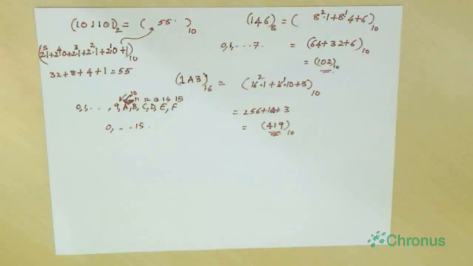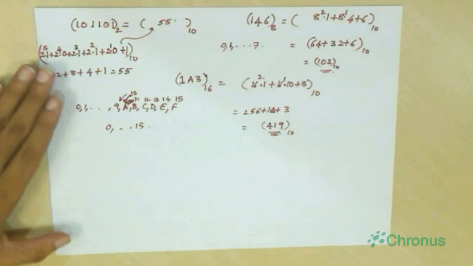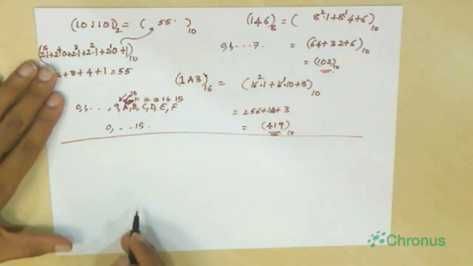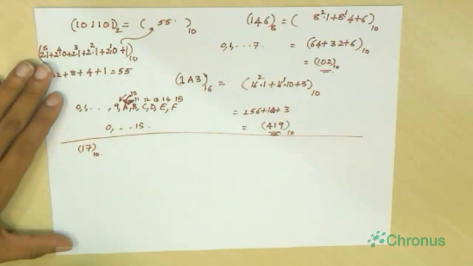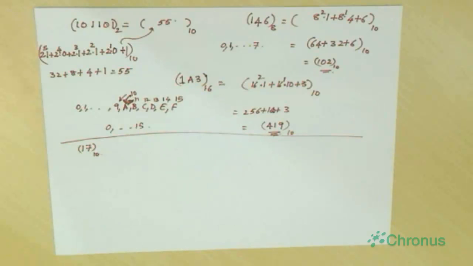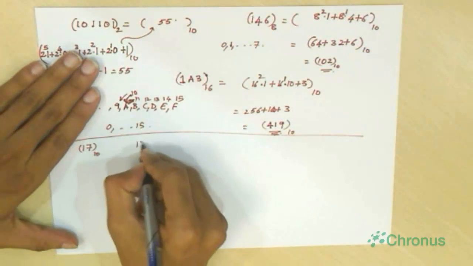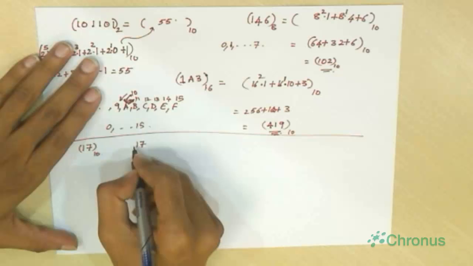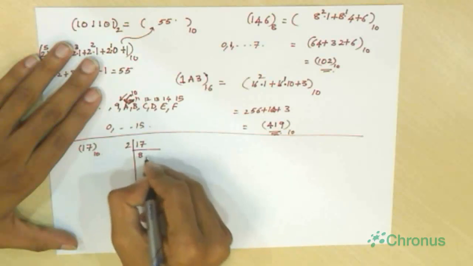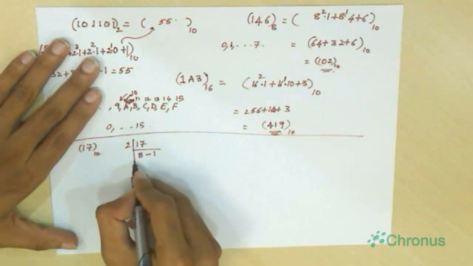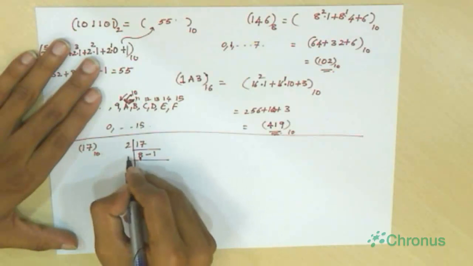This is how we convert numbers from a different base system to the decimal system. Now let's see it the other way. Let's say we have a number 17 base 10, and we need to convert it to base 2. We start with the number 2 this way. You divide by 2, and you write the quotient and remainder. You once again divide the quotient by 2.